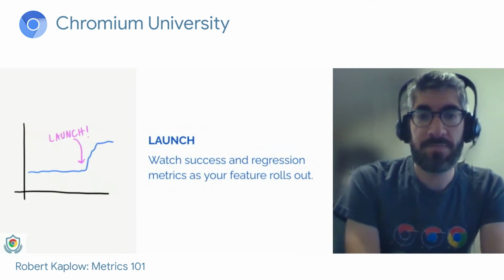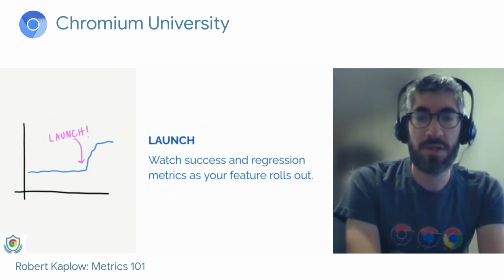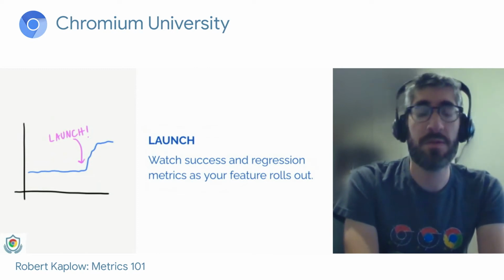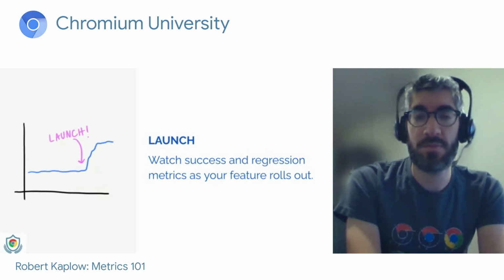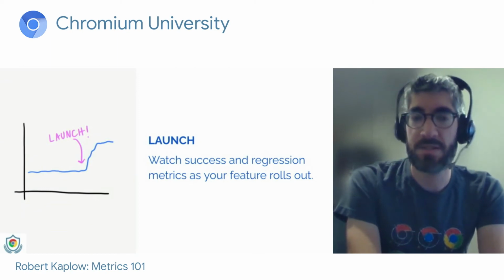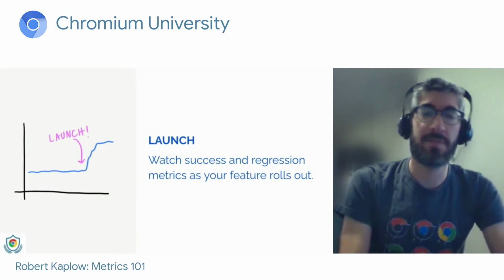Next, launch. So once you've evaluated the feature on smaller channels, such as Canary, Dev, and Beta, and you've been properly cleared for launch, you can now enable the feature on the stable channel. This is, of course, a very critical time to be looking at metrics. You want to be paying very close attention to both your success metrics and the regression metrics at this point. Make sure things are going as expected, so you have a chance to stop the launch, for example, if things are not working as you expected.